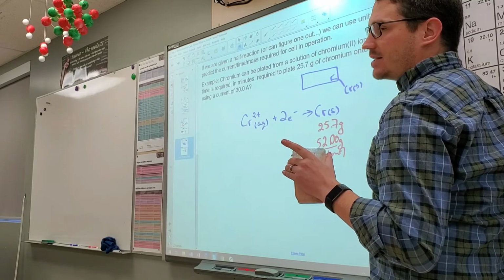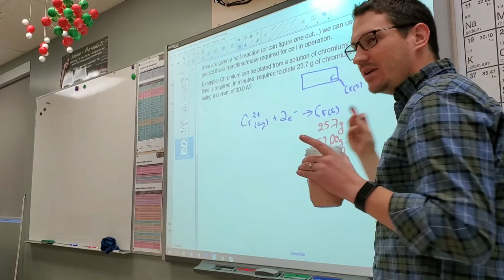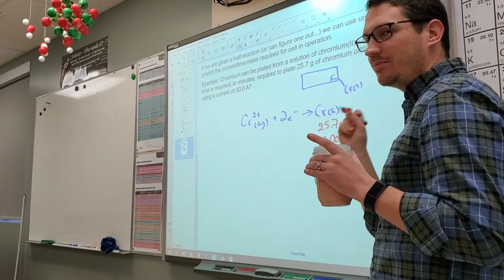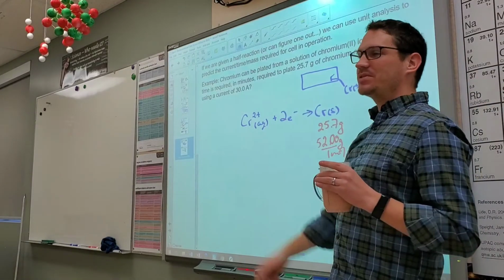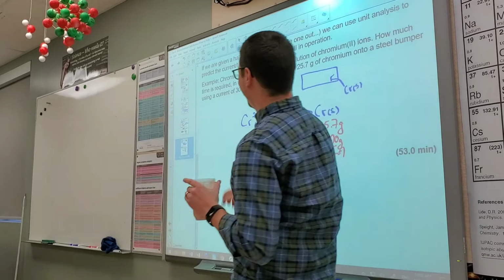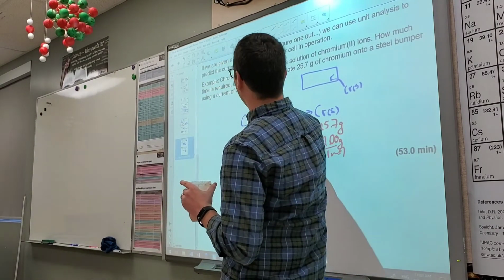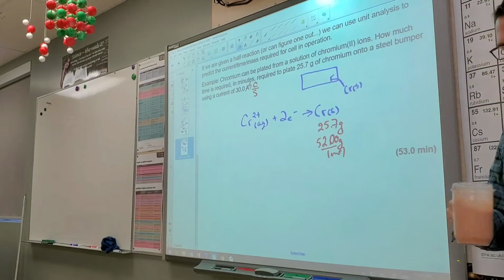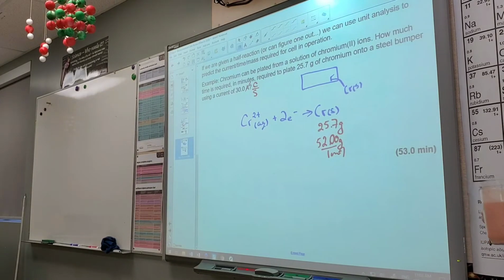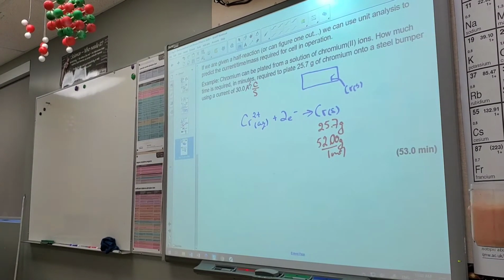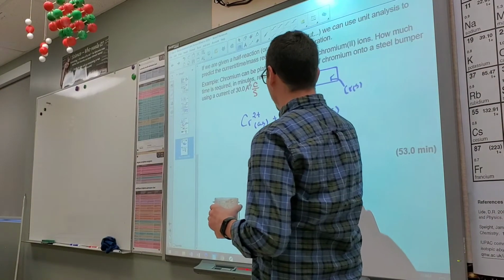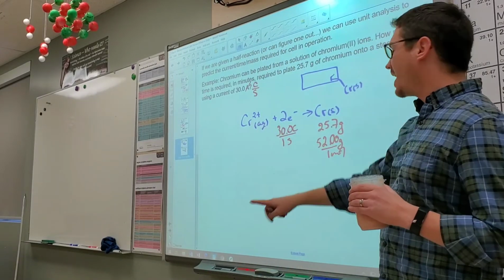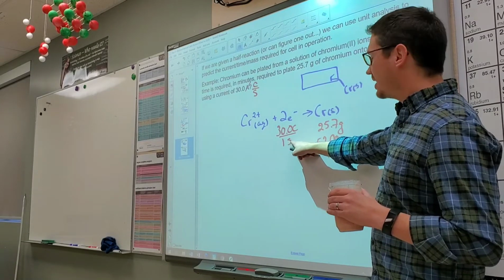Amps. That's interesting. There's something that should be clicking in our mind when we think about amps. Do we like amps? No. Instead of amps, what do we want to write? Coulombs per second. This is how much charge every second is being transferred to the bumper through this half reaction. So, now that we know that there's 30 coulombs every 1 second, can you get time out of this somehow? Yeah. You can get time out of this.